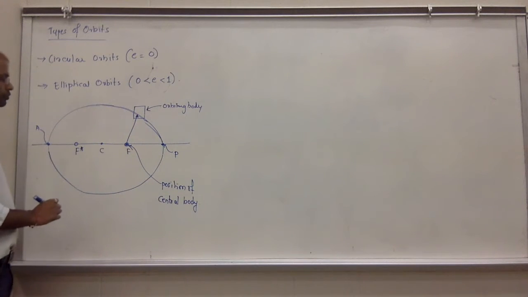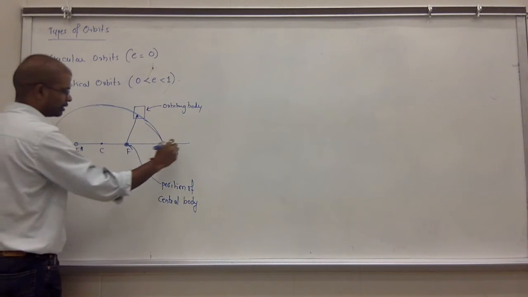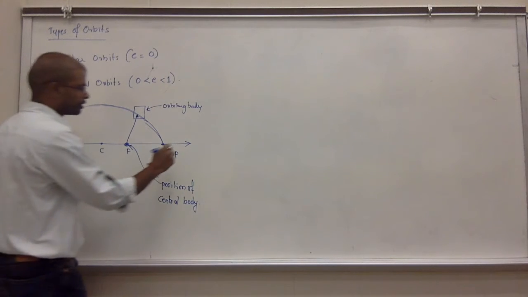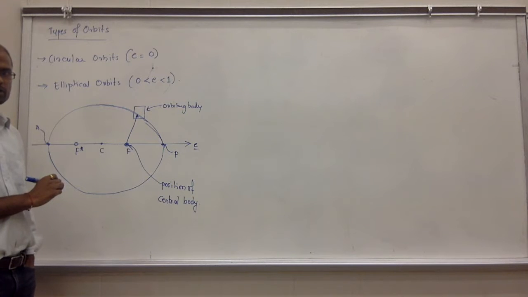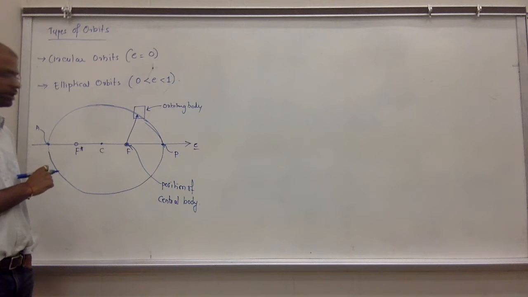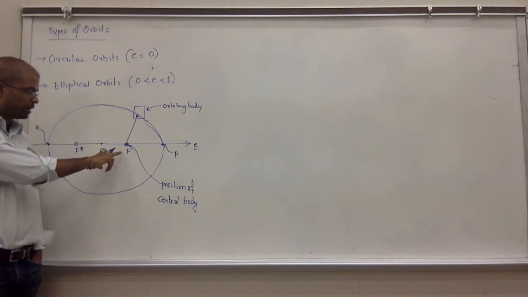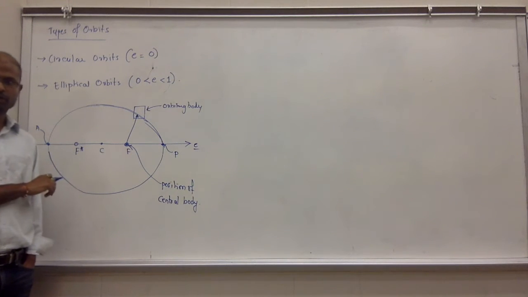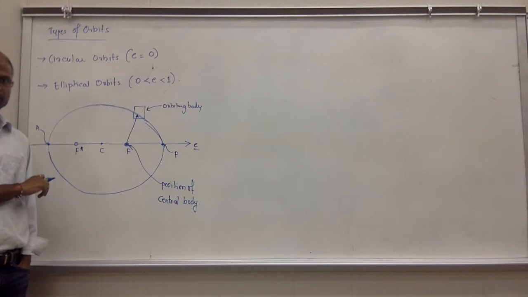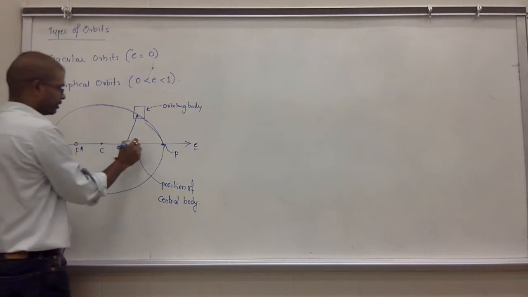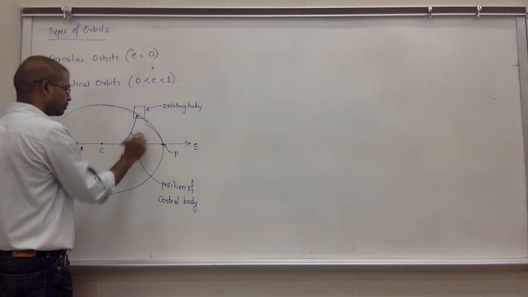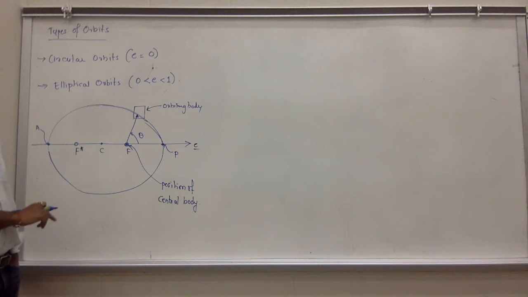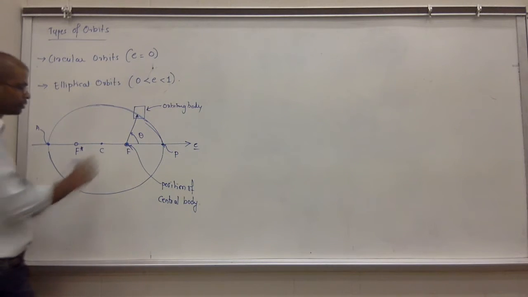Okay. So this is the eccentricity direction. We call this the eccentricity direction or Laplace vector. You remember the Laplace vector, c over mu. This is the Laplace direction. It is the line joining the center of the central body and the periapsis. Okay. And we measure this angle, the true anomaly, from this eccentricity direction. Okay, theta is the true anomaly.